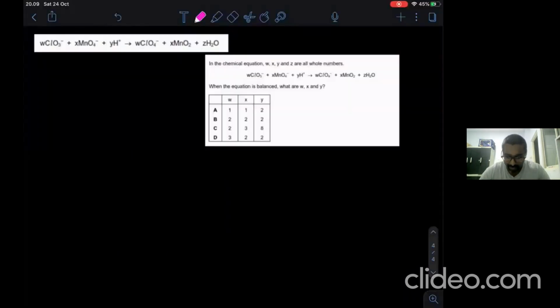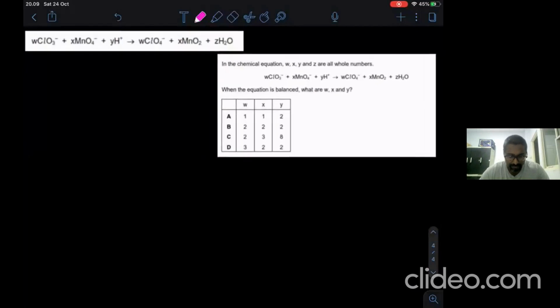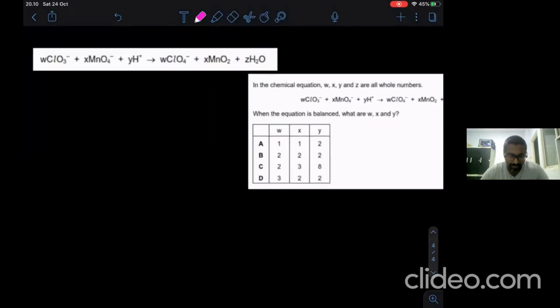Let's try another example. If you have this example, they have given this and then they ask you, if you try to balance this, what will be W, X, and Y. So again, you just need to look at the oxidation number. So here I will calculate some of it, the oxidation number of Cl and Mn. These are the things that I will calculate.